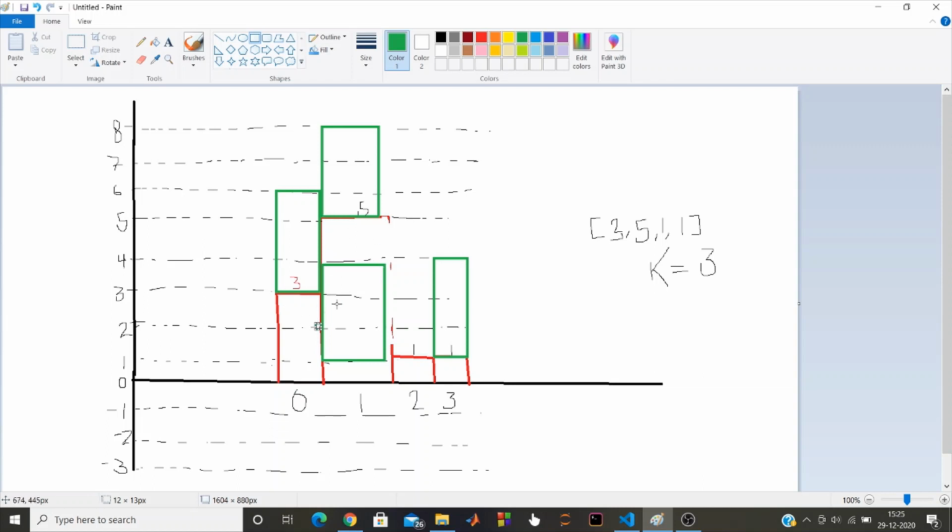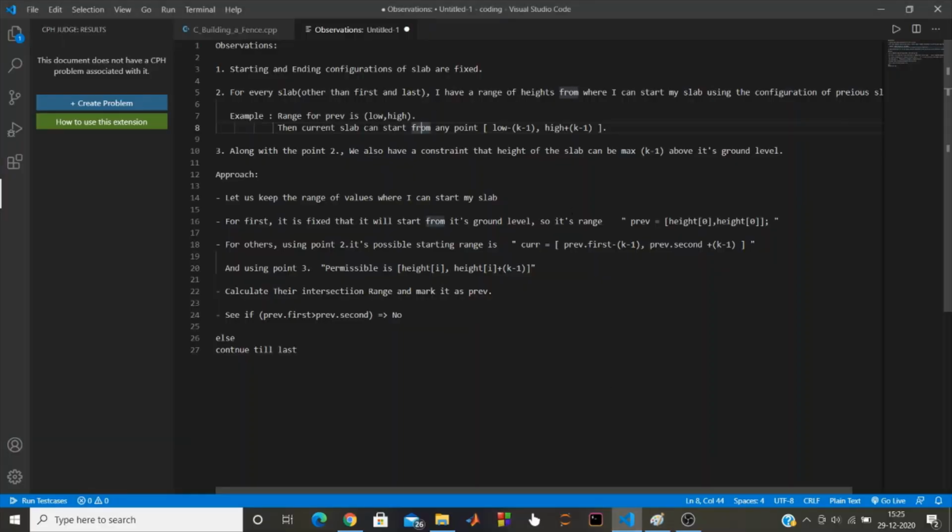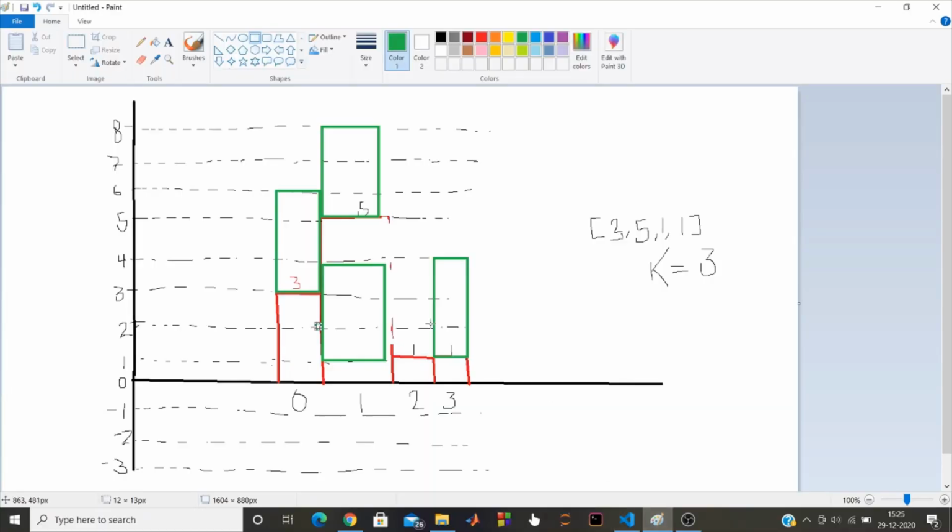So basically, suppose this is the previous interval, from low to high. Then I can start my slab from any point in the range low minus (k minus 1) to high plus (k minus 1), and I have shown how it's done. So I hope you have understood what I mean.